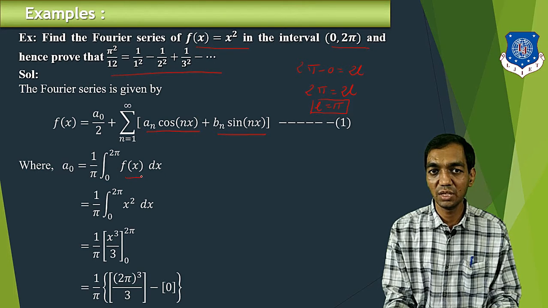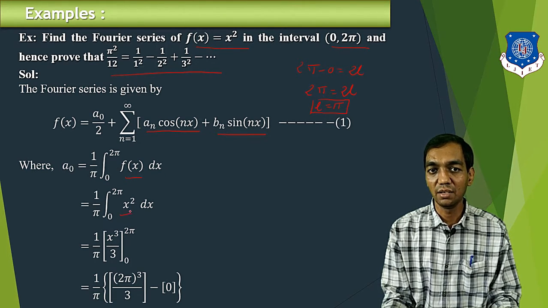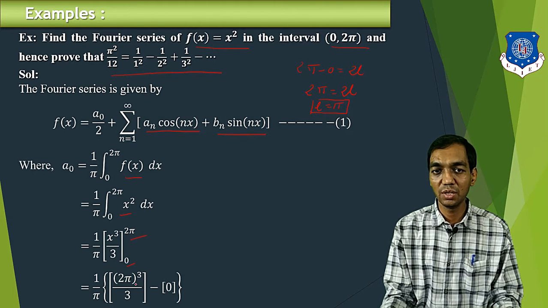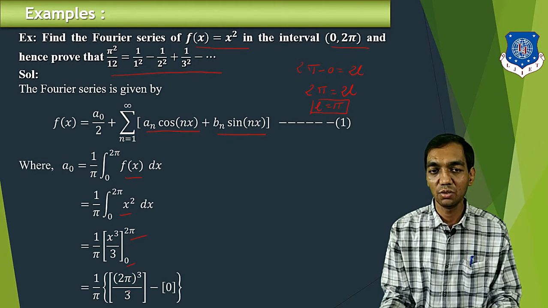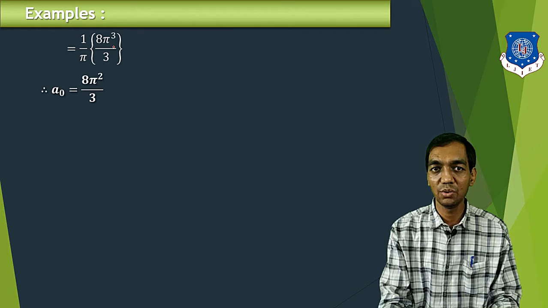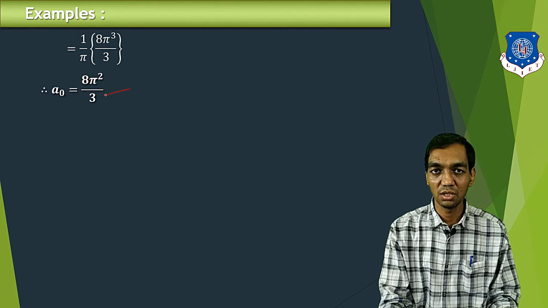So 0 to 2 pi f(x) dx. But f(x) is nothing but x square, and if we integrate x square, we get x cube by 3. Now the limit is from 0 to 2 pi, so substituting the limit gives (2 pi) whole cube by 3 minus 0. Substituting the value, we have 1 upon pi into 8 pi cube by 3. So pi cancels out, and a0 will be 8 pi square upon 3.